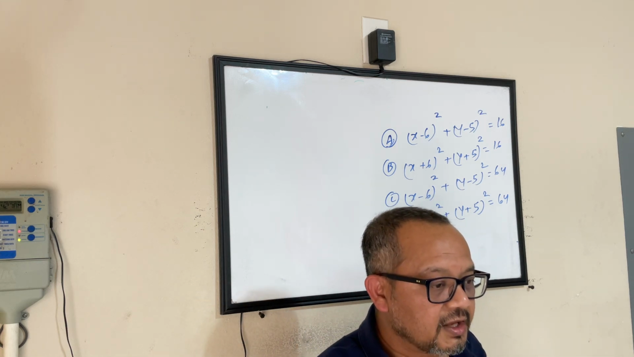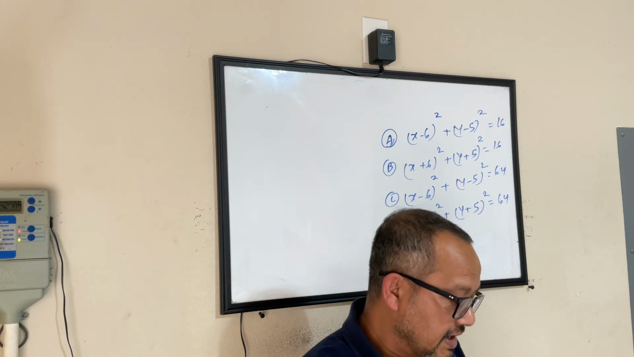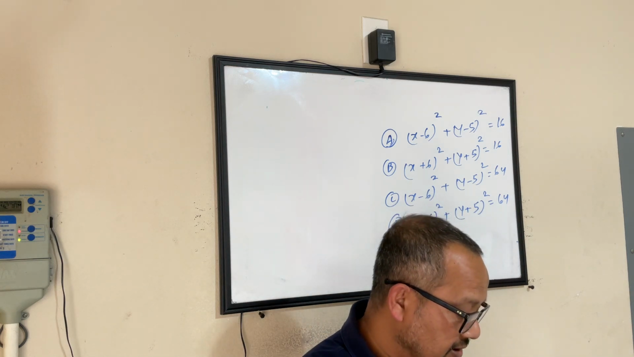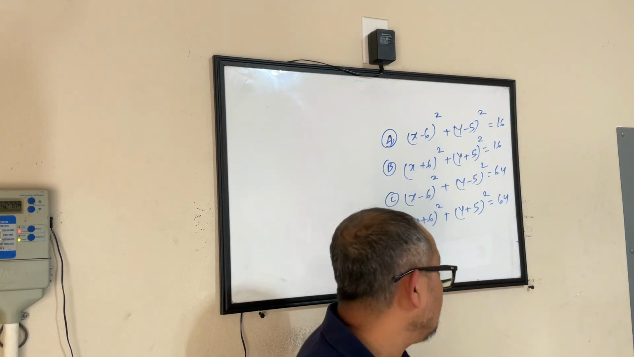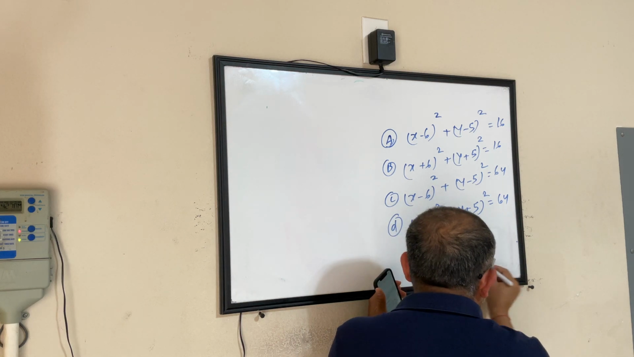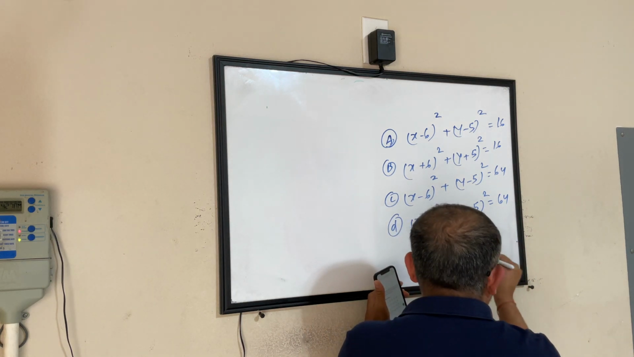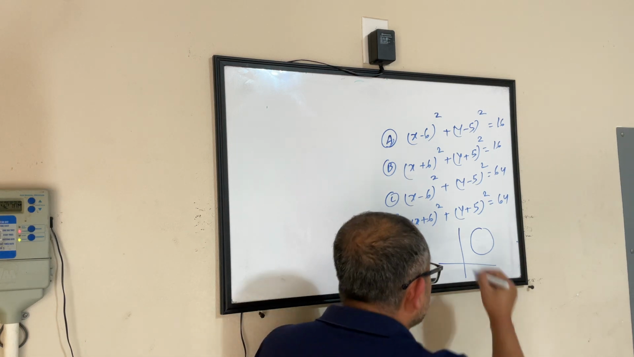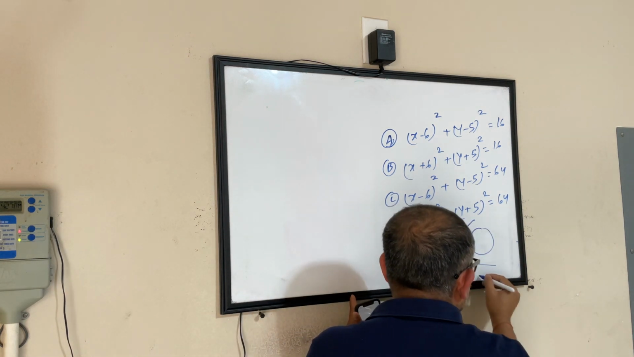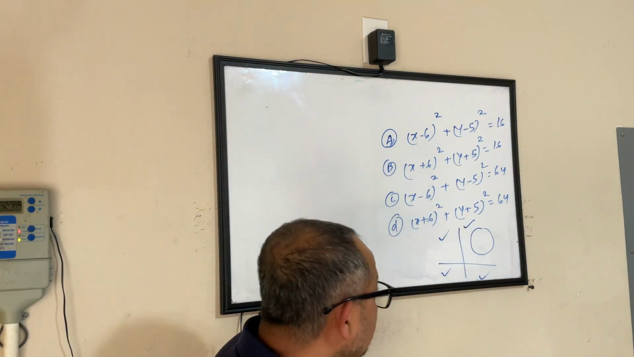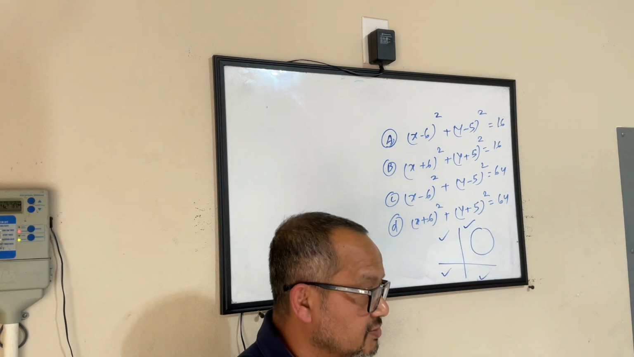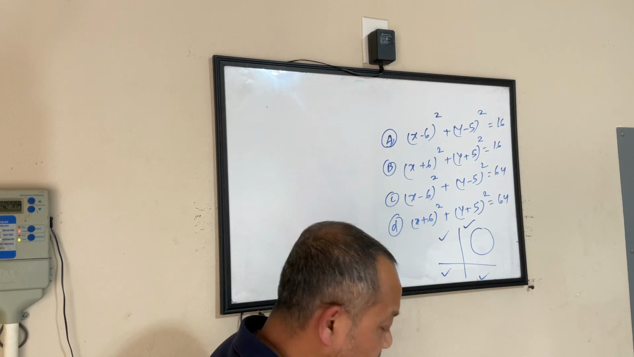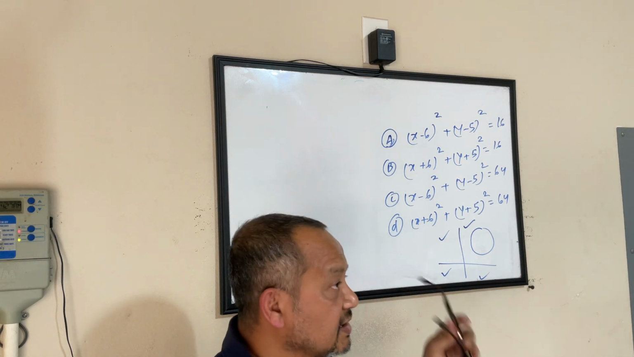So, what does it say? If all the points on a circle are in quadrant 1. Meaning, if I look at a coordinate plane, this is quadrant 1, this is quadrant 2, this is quadrant 3, this is quadrant 4. If all the points on a circle are in quadrant 1, in the xy plane, which of the following could be the equation of the circle?